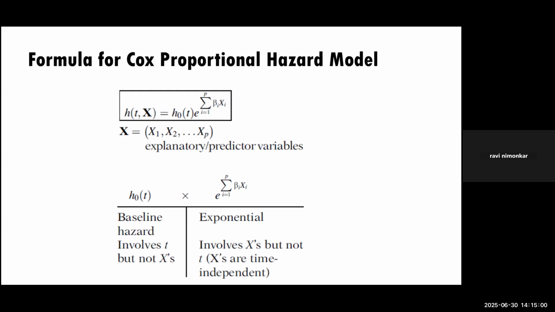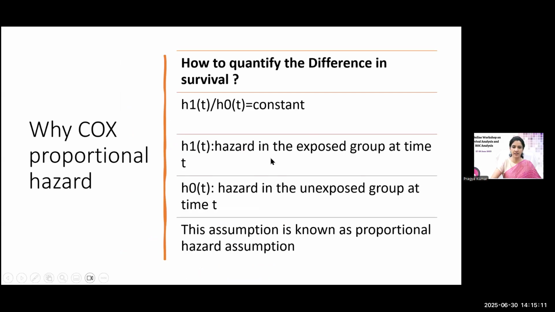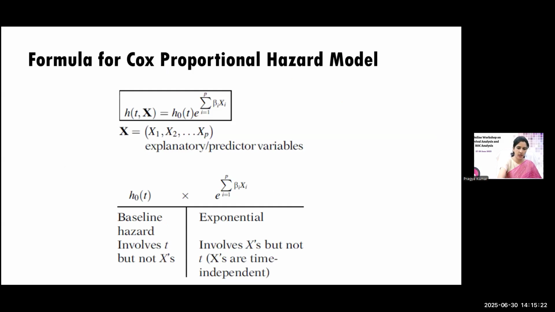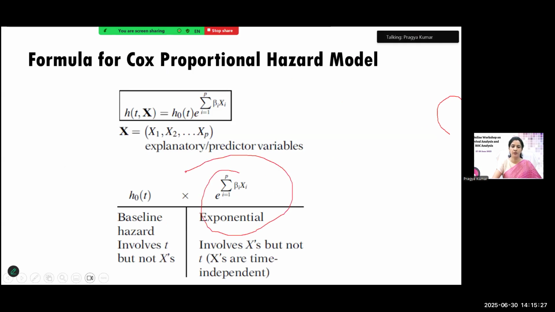But ma'am, at every junction or every point of time, the hazard will keep on changing. Hazard will keep on changing, but not the ratio. Yes, because this H1 by H0, this is a constant. Why is it constant? Because it works on this formula, where you are taking the exponent of this beta coefficient and your explanatory variable. And there is no time variable here. That's why it is constant.